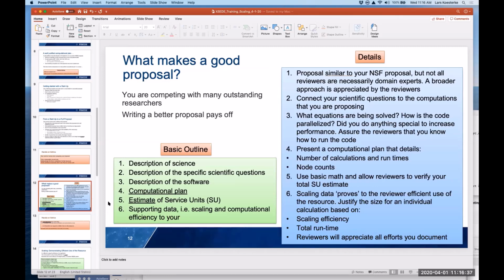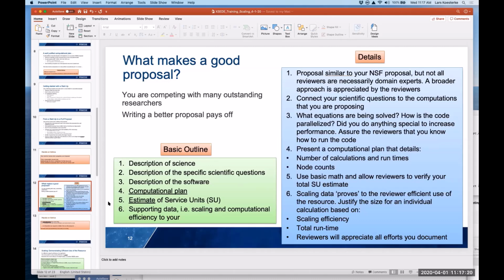And so back to the basic outline, you want to also provide supporting data, scaling that documents the computational efficiency of your code. In the details, your proposal is somewhat similar to an NSF proposal or a proposal that you send to a funding agency, but not all of your reviewers are necessarily domain experts. They are all experts in high performance computing computations, but they're not all domain experts. So a little bit of a broader approach is appreciated by the reviewers.